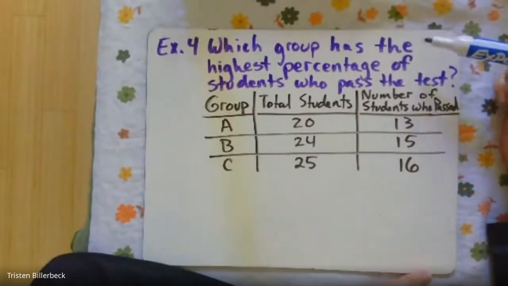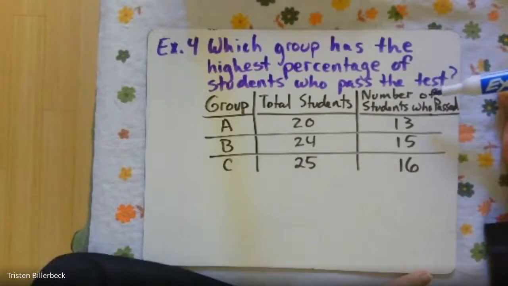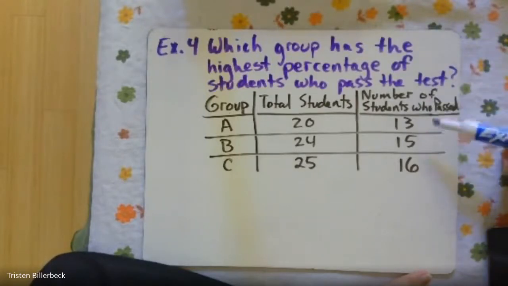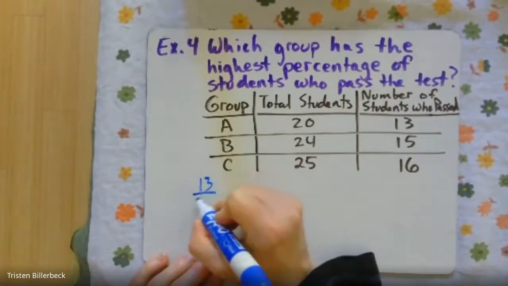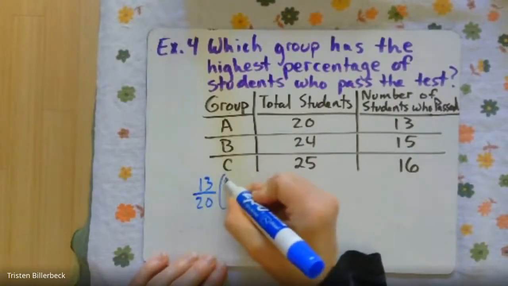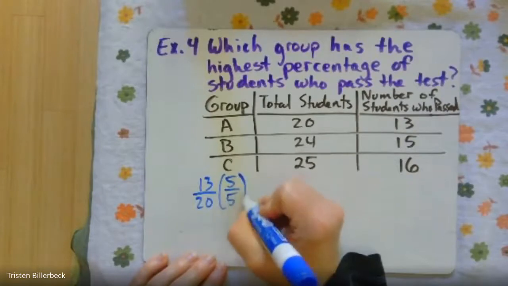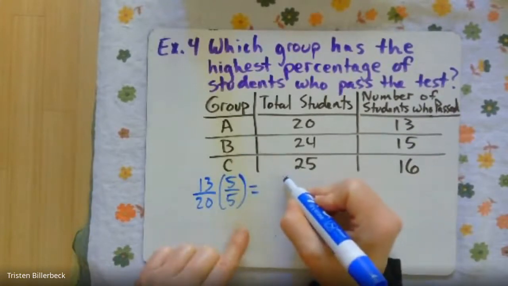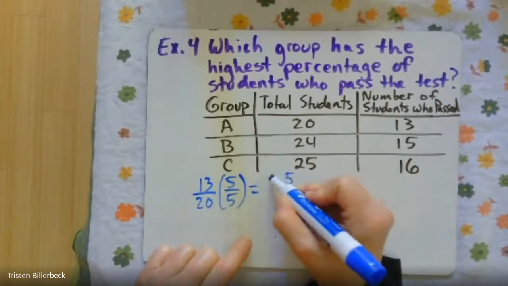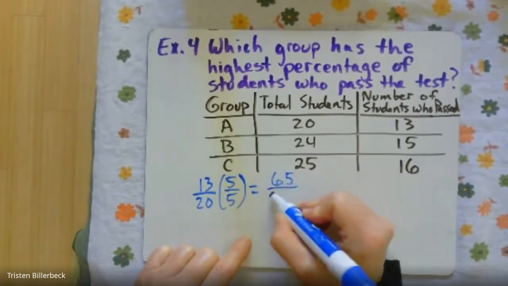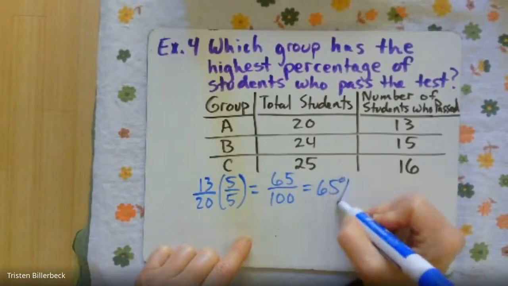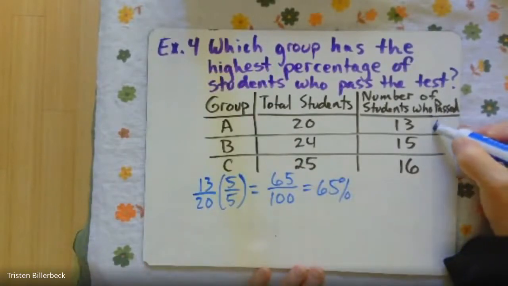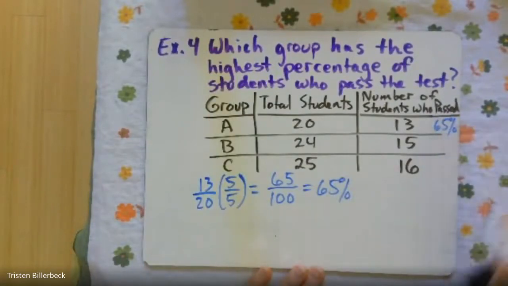So, which group has the highest percentage of students who pass the test? Well, we have students that pass the test out of 20. So let's write 13 over 20. And that's simple enough. We can multiply by 5 over 5. And that gives us 65 over 100. So that's 65%. So this is 65% right here.